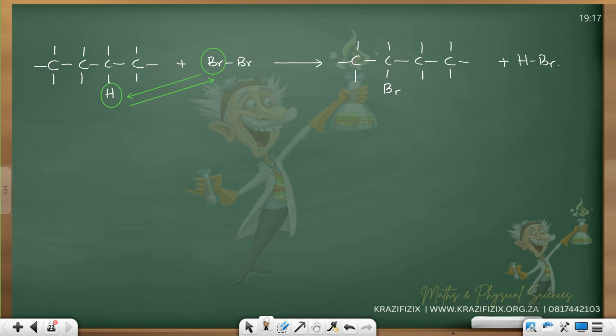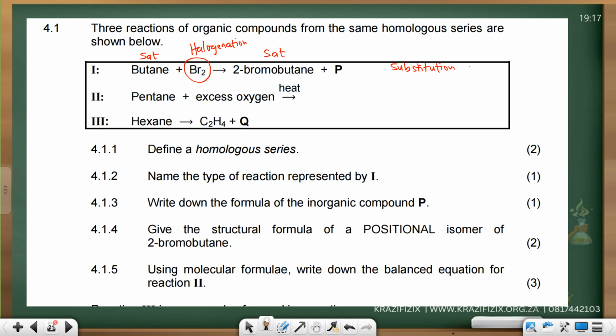HBr. Let me know if this makes sense to you. Did it make sense? So it's a matter of drawing. Once you draw and you know saturated, saturated, unsaturated, saturated, you'll be fine. You will be fine. I'm done with that reaction. They said, what is P? Straight, we're done. Look at reaction 2.